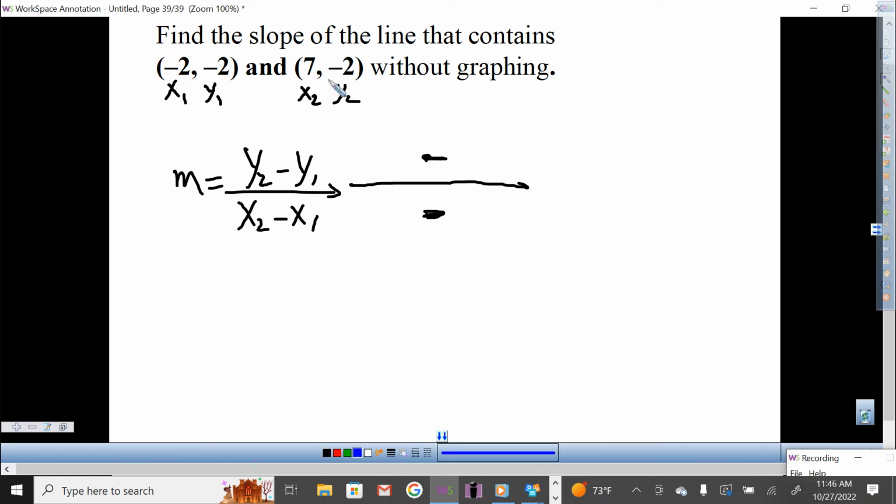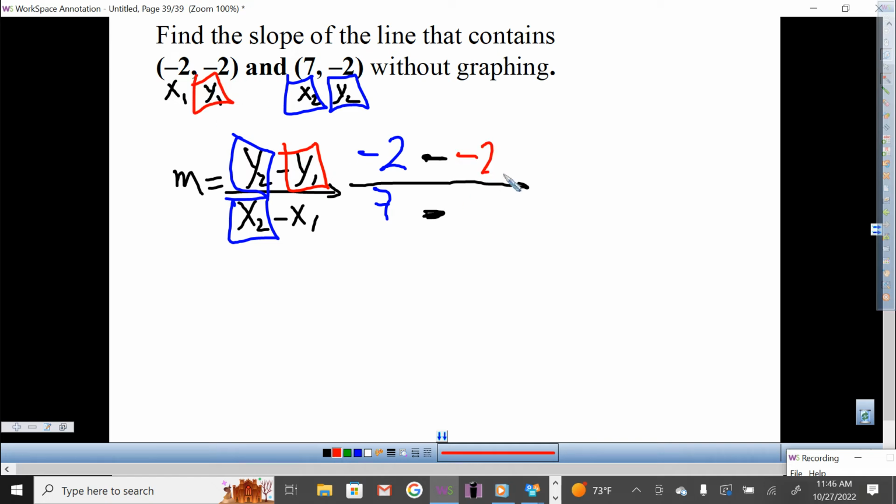Here we go. What is y sub 2? Y sub 2 is negative 2. What is x sub 2? X sub 2 is 7. Let's continue. Y sub 1. What is y sub 1, guys? Negative 2. And x sub 1? X sub 1 is negative 2.